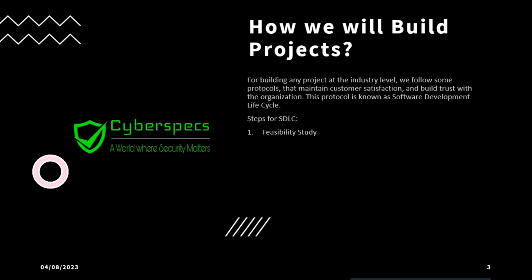So what are the steps of SDLC? The first step is feasibility study. It is basically the study of technical and financial possibility of a project, like whether a project is technically and financially feasible or not. Is it possible to develop that project in the given amount? If the customer gives you some amount and the aim of the project, then you have to check whether it is possible within the given amount of time and money.